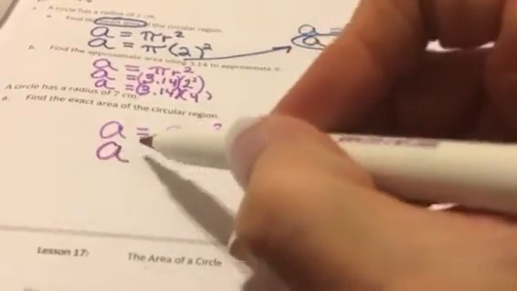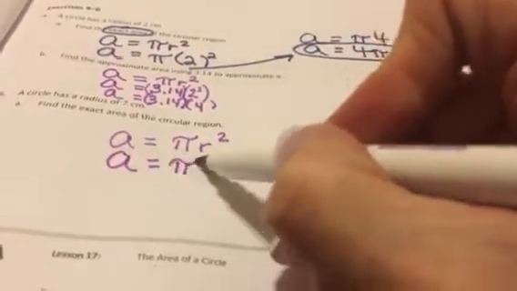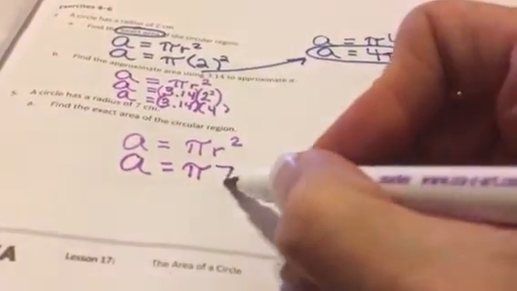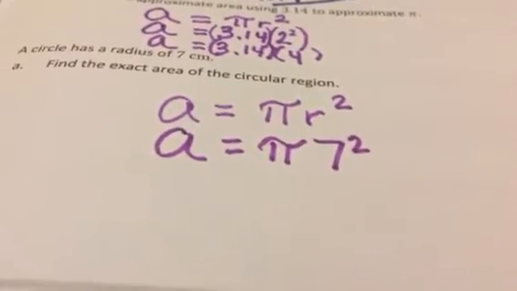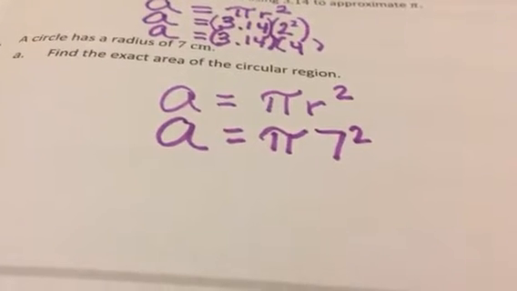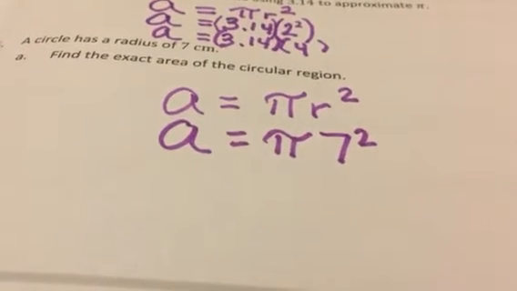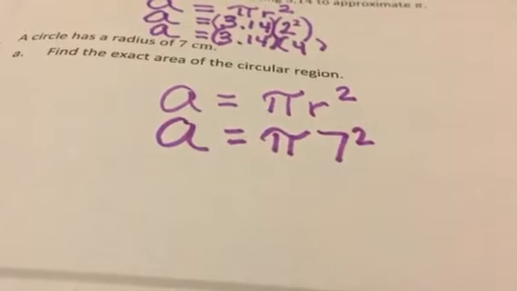So next row, pi 7 instead of r. Now, they didn't tell us anything about using 3.14. They didn't say anything about using 22 over 7. So, they said find the exact area.